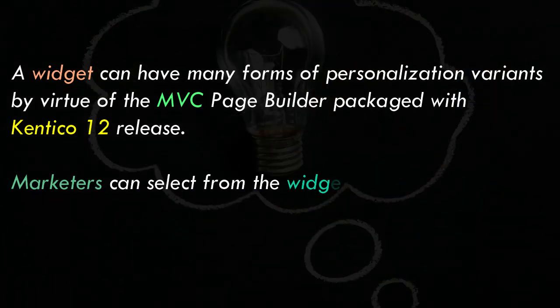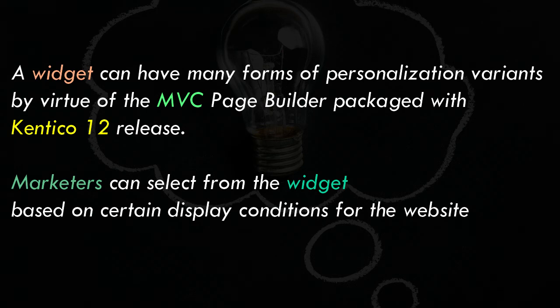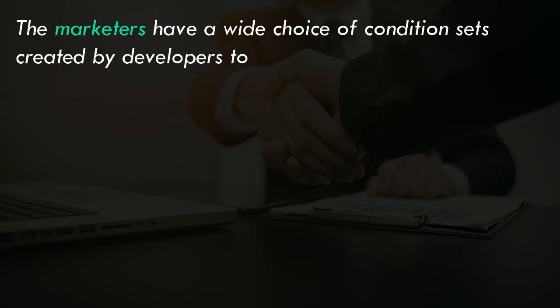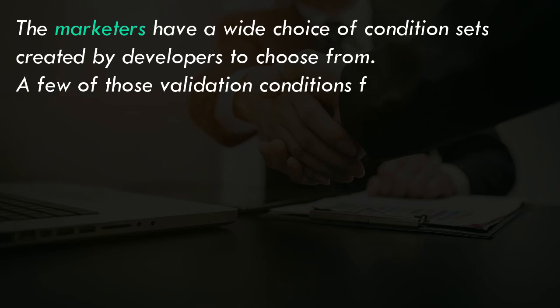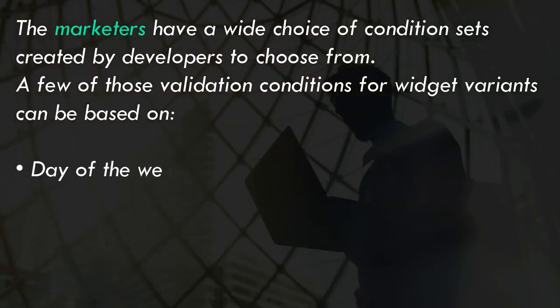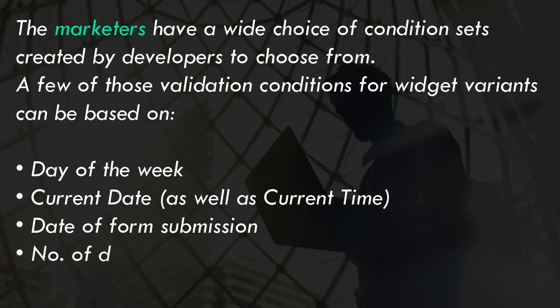Marketers can select from the widget based on certain display conditions for the website. The marketers have a wide choice of condition sets created by developers to choose from. A few of those validation conditions for widget variants can be based on day of the week, current date, as well as current time, date of form submission, number of days since the previous visit, and specific page.